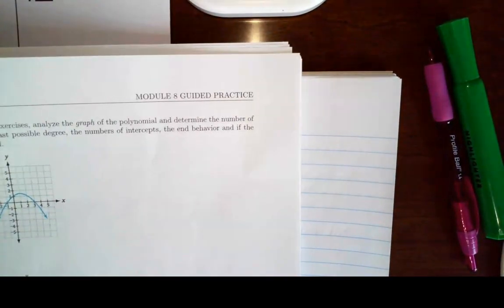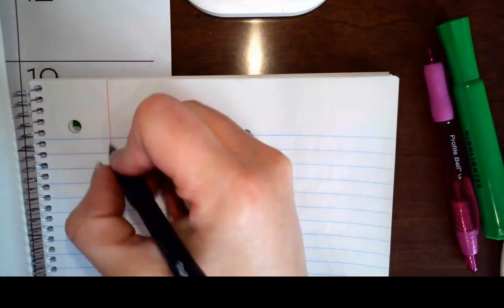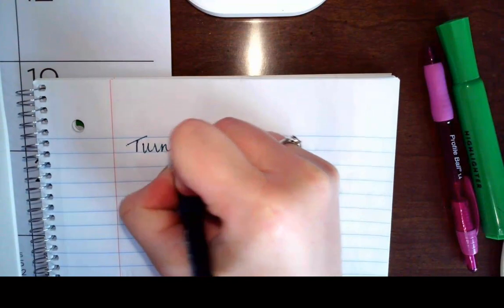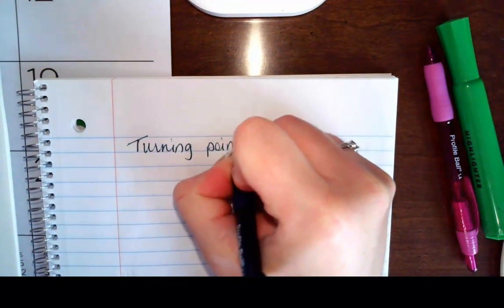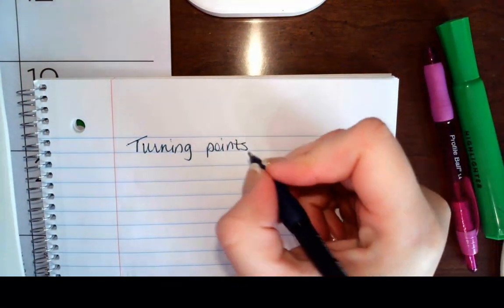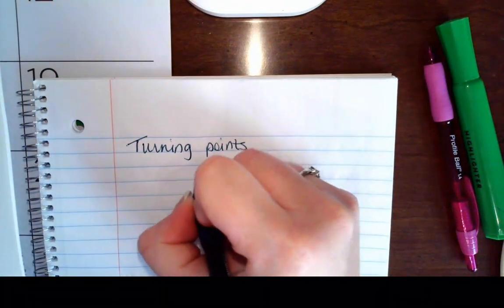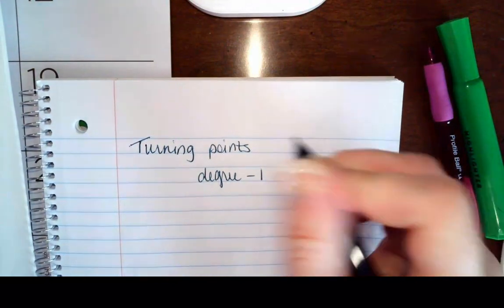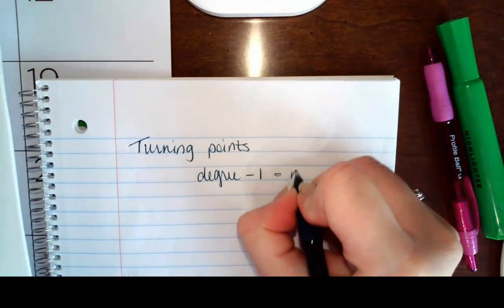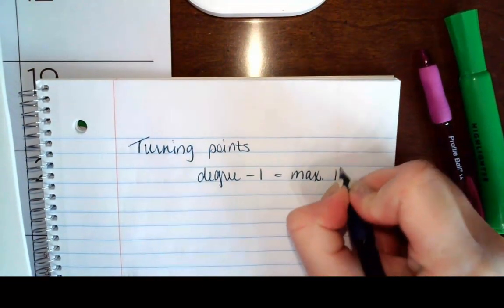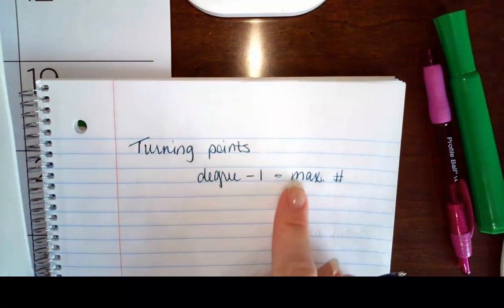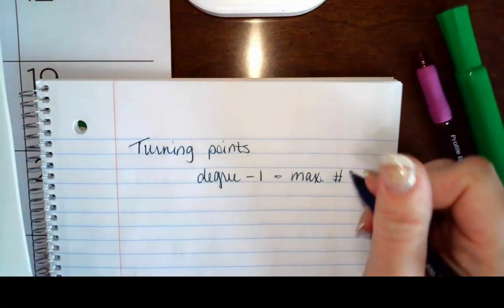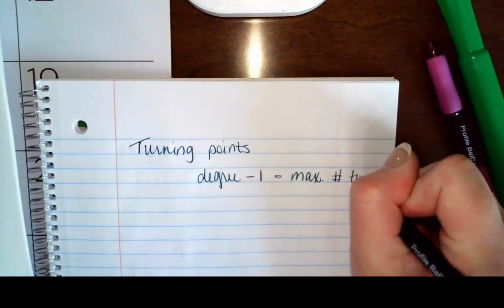I recorded it all. Okay, so one of the things that we need to know is we need to talk about turning points. Turning points, which we'll find out how to figure them out first, is going to be your degree minus 1. And that will give you the maximum number of turning points. So listen to me carefully. That gives you the most. That doesn't mean it has to do that, but it's going to give you the maximum number of turning points.